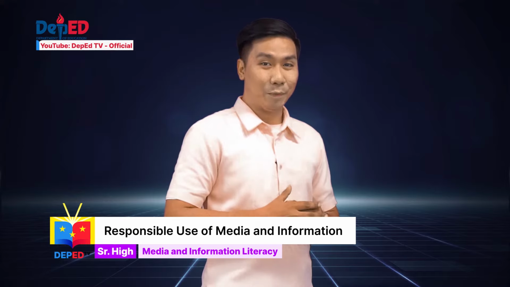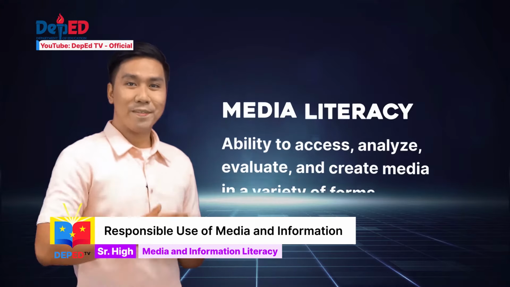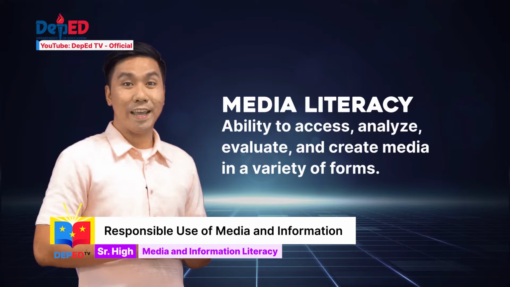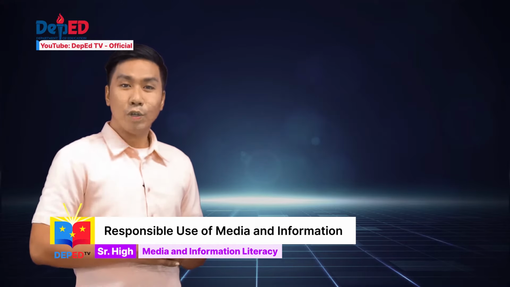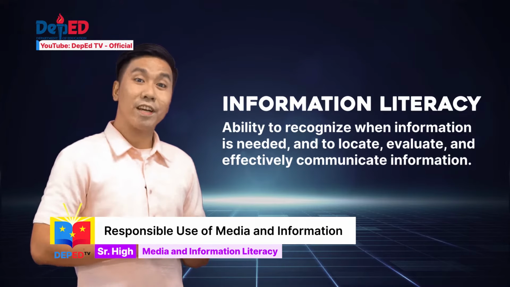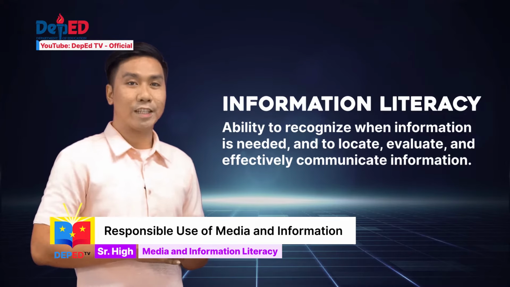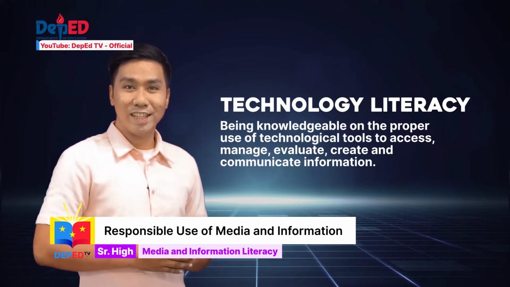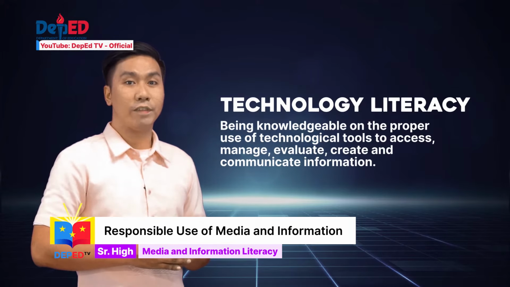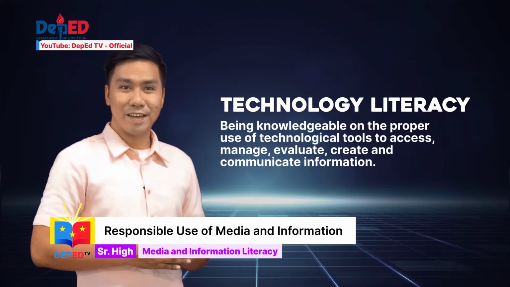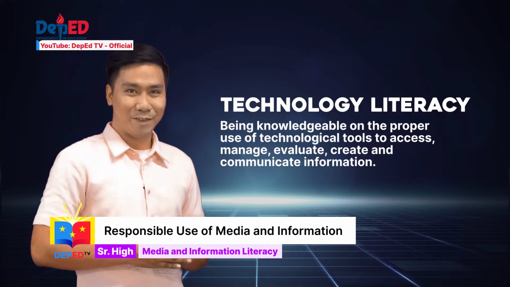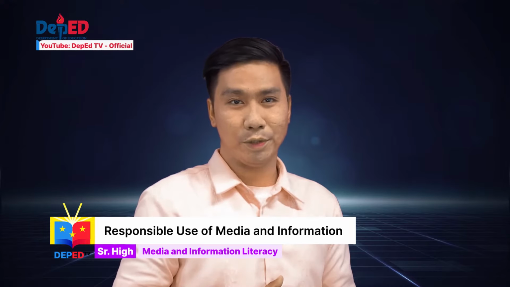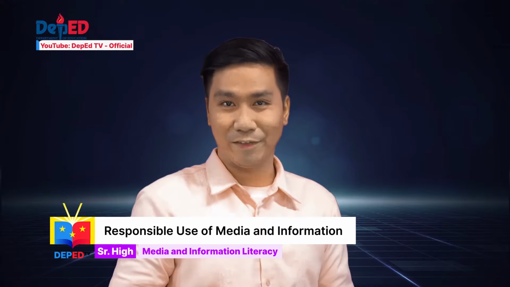For us to achieve media and information literacy, you have to be, number one, media literate. It means being able to access, analyze, evaluate, and create media in a variety of forms. Number two, you also have to be information literate. It means having the competence to recognize when information is needed and to locate, evaluate, and effectively communicate information. And number three, technology literate. It means being knowledgeable on the proper use of technological tools to access, manage, evaluate, create, and communicate information. Thus, media and information literacy will enable individuals to become competent producers and responsible users of media and information.